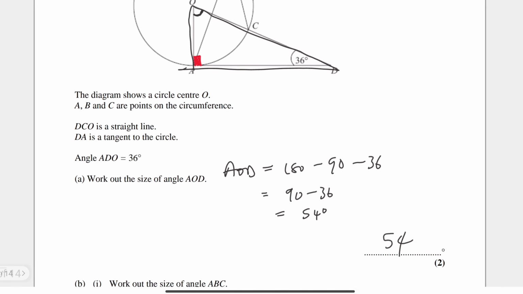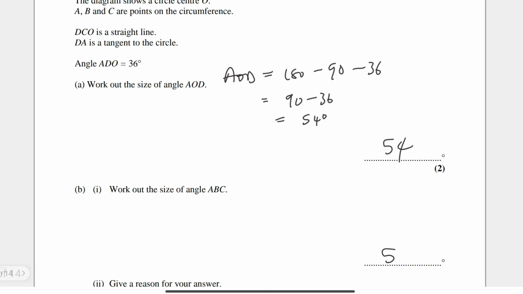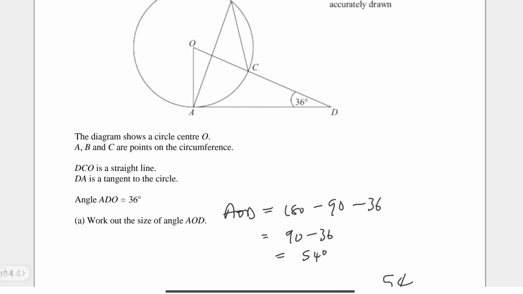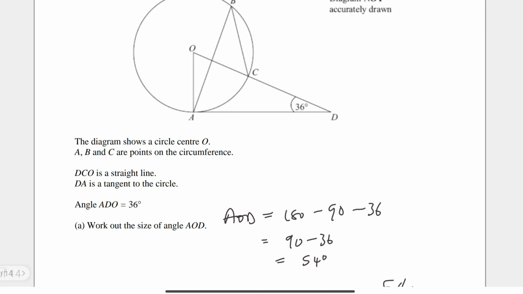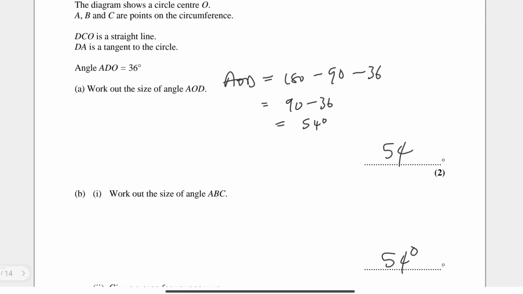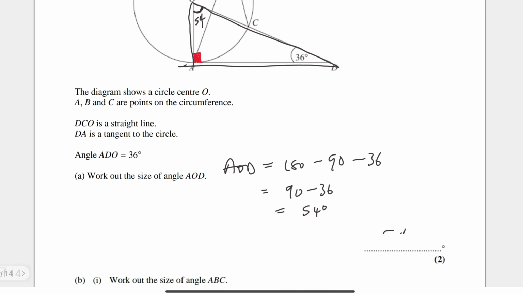Work out the size of ABC. So what is the size of ABC? If this is 54 degrees, this is also what? 54 degrees. Make sense? And what is the reason for that? No, ABC is not 54 degrees. That is absolutely wrong. ABC is going to be twice of AOC. Sorry, it's going to be half of AOC, which is going to be 27 degrees.